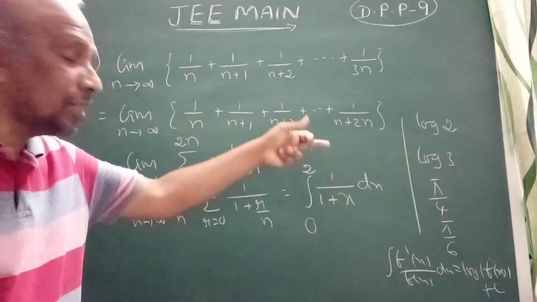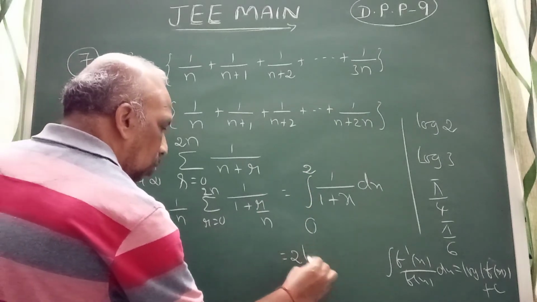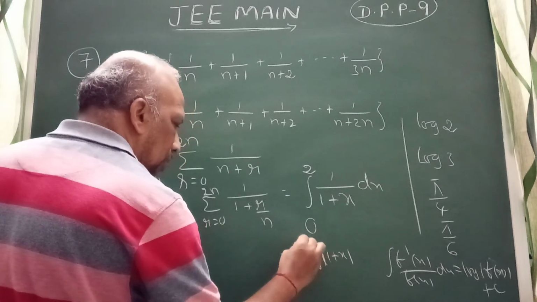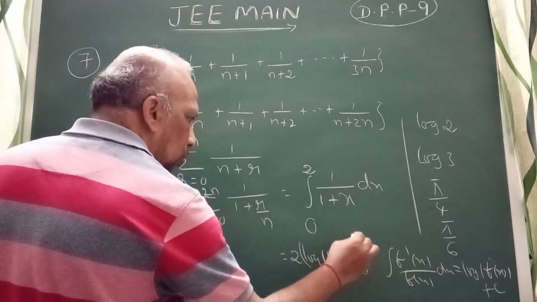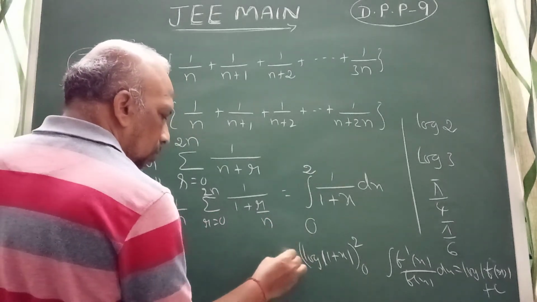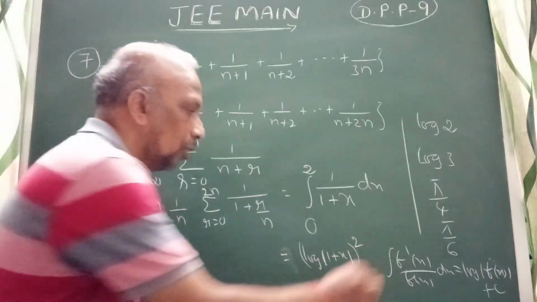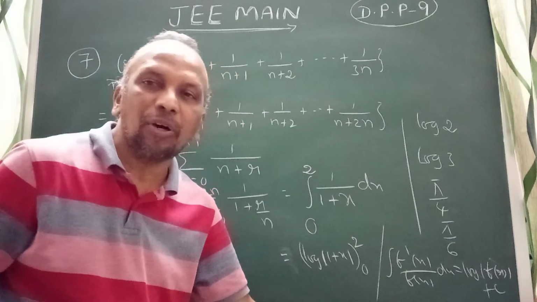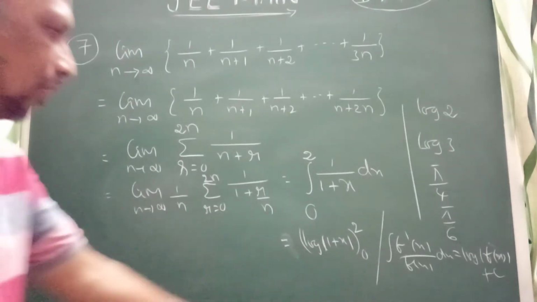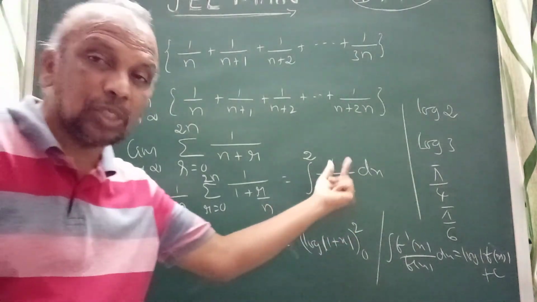Same thing, derivative of 1 plus x is 1. So I can write here this one value, log mod 1 plus x, limits 0 to 2. Sorry, only 0 to 2, 1 by 1 plus x. You can follow this formula, log mod f of x. So log mod 1 plus x, 0 to 2. The derivative of 1 plus x is 1 only.